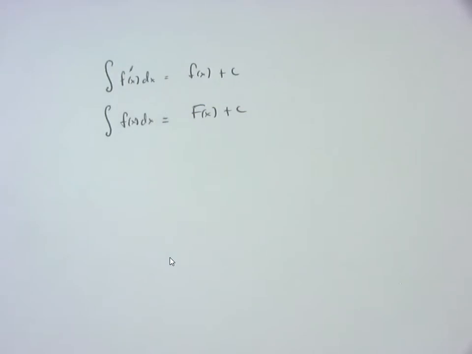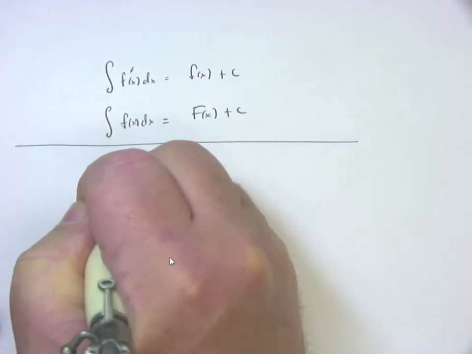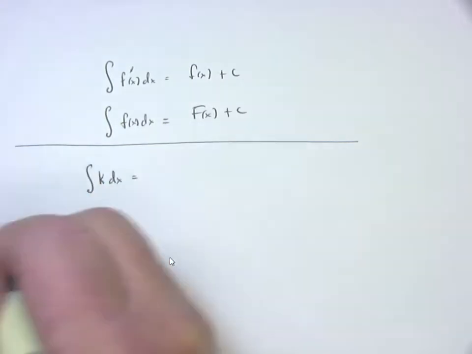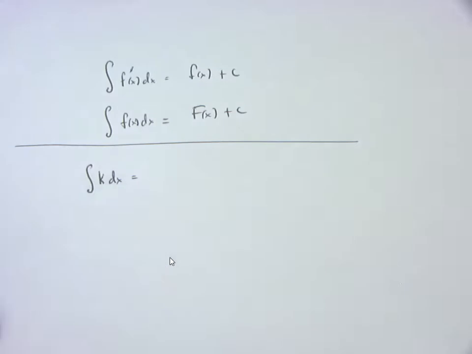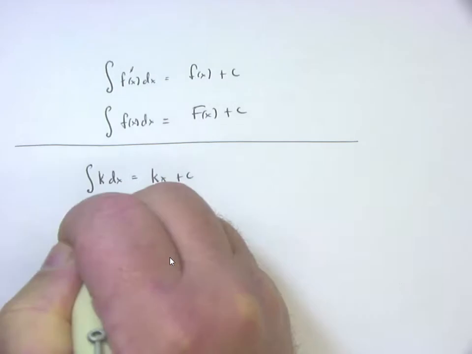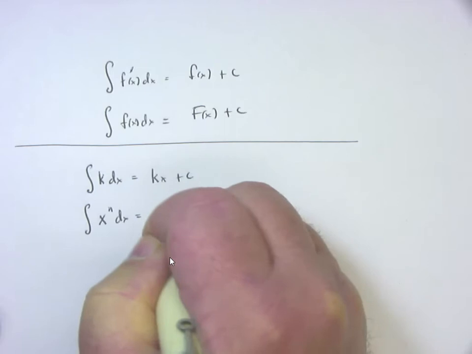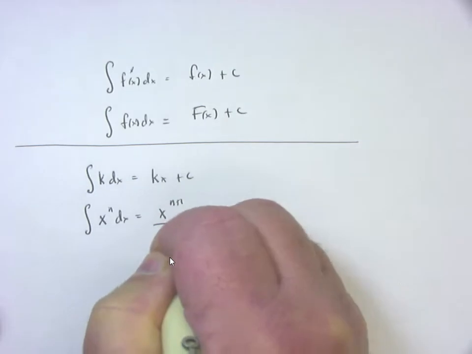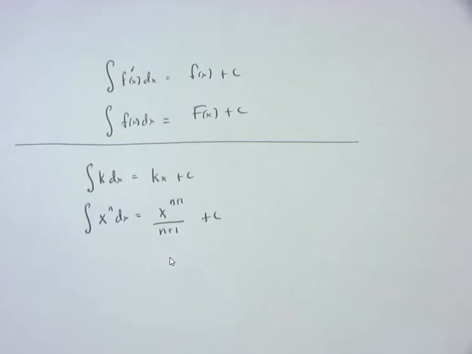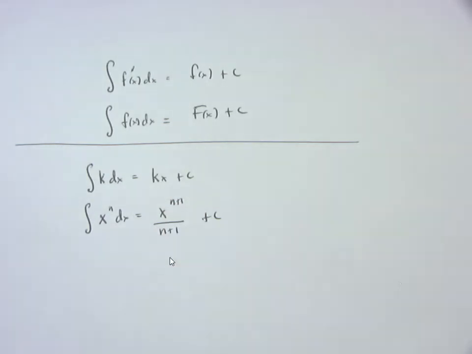Now, in terms of rules you have memorized, the integral of a constant dx was equal to what? These were my rules. What's the integral of a constant? Very good. Constant times x plus c. The integral of x to the n dx is equal to x to the n plus 1 over n plus 1, plus c. That's your big power rule. Integral of x cubed is x to the 4th over 4. Integral of x to the 1/2 is x to the 3/2 over 3/2 plus c.